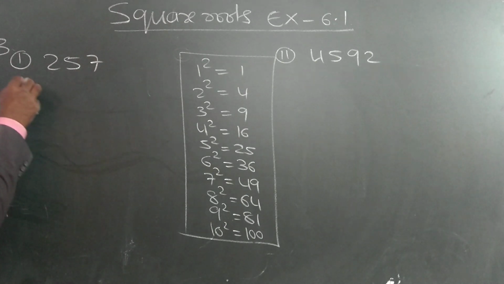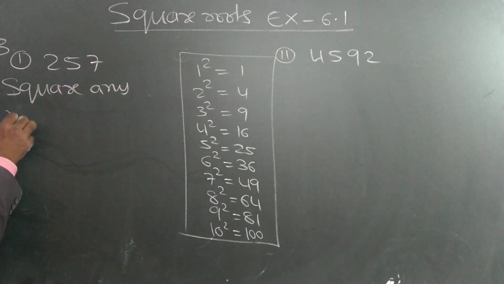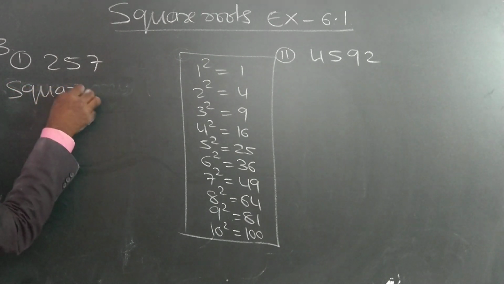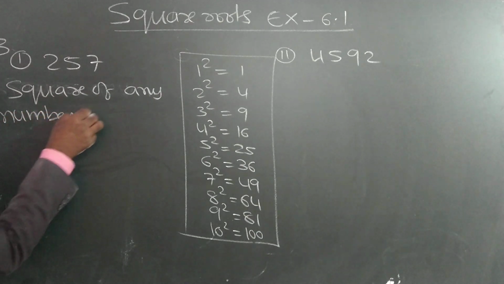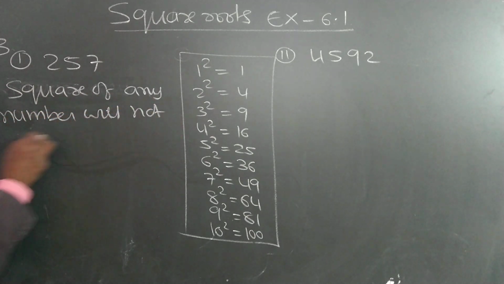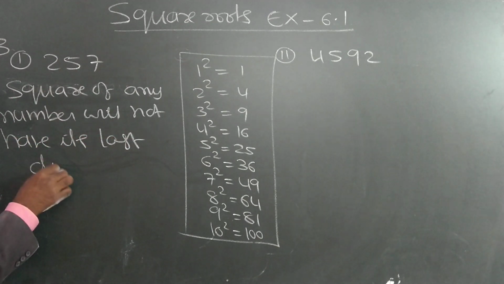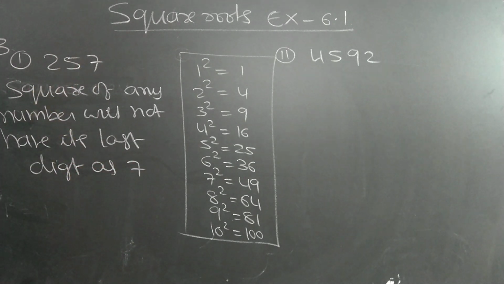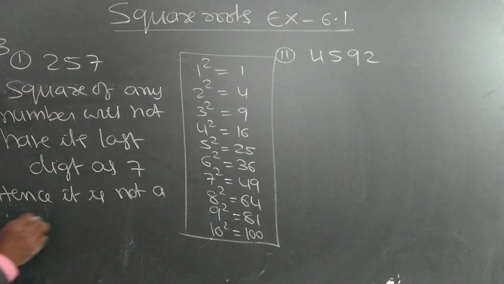So therefore, the square of any number will not have its last digit as 7. Last digit will not be 7. So therefore, this is not a perfect square. Hence, it is not a perfect square.